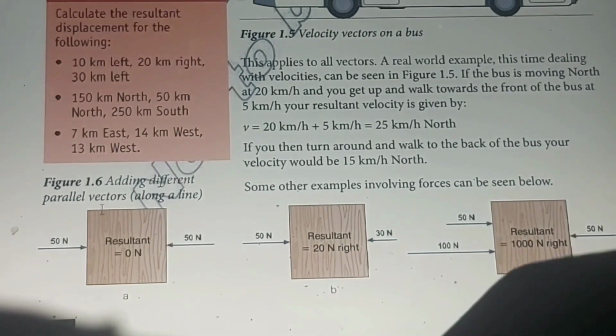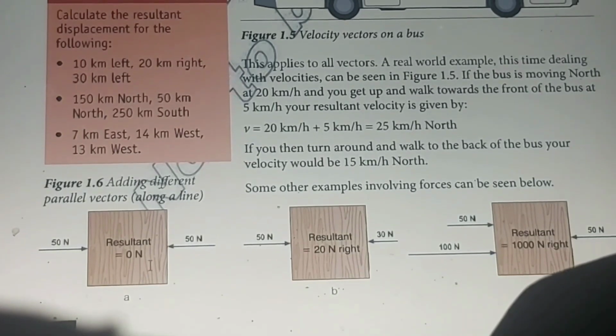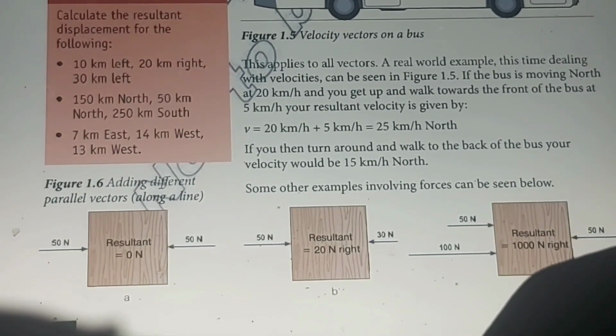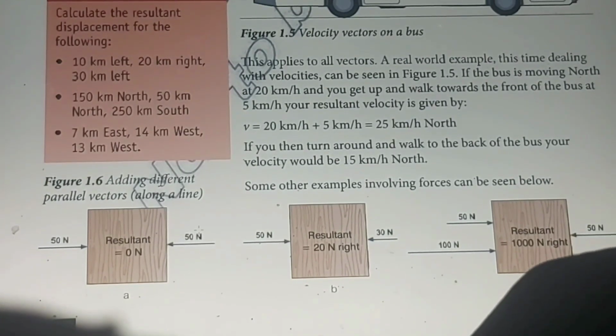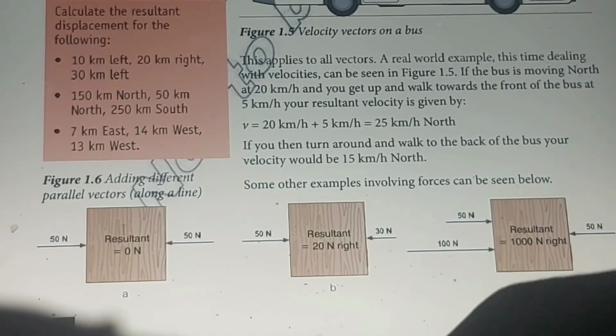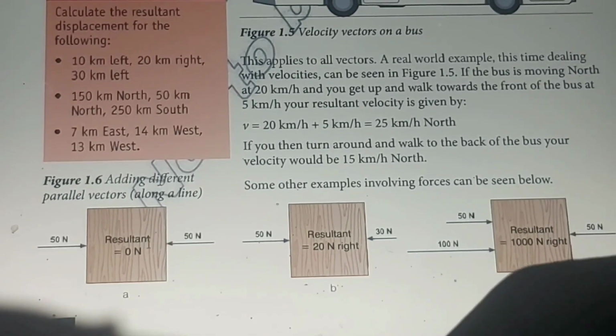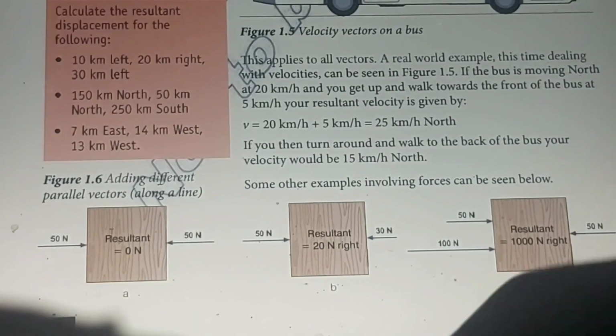Okay. Adding different parallel vectors along a line. These vectors are given along a line. For the first, let's say this one is any object, or let's say this may be a box.